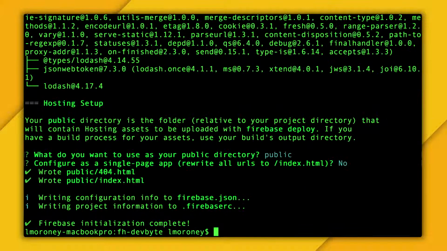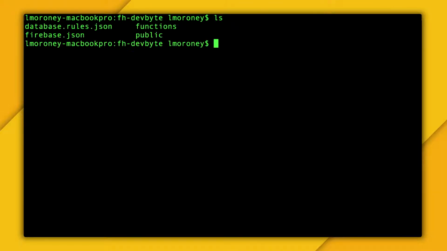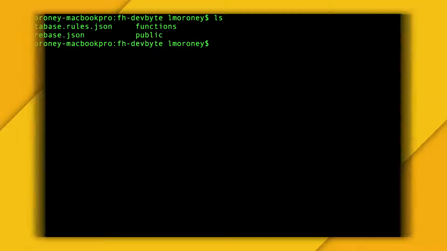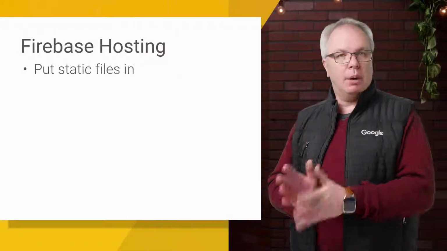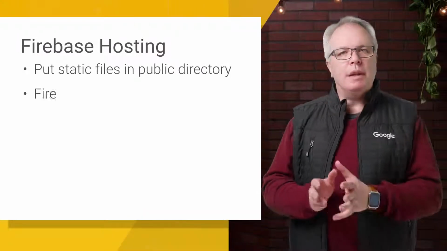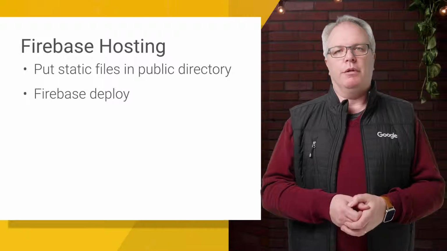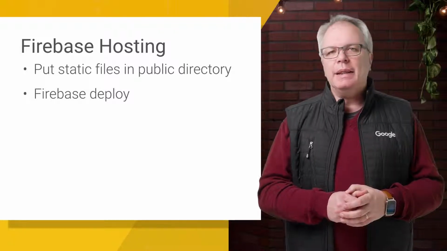It defaults to public. Once the initialization is complete, take a look in that directory. There's going to be a bunch of files in there, as well as a public folder which contains the basic HTML files that you'll use to get started. And that's it. Put your static files in the public directory and then use the Firebase deploy command and they'll be uploaded for you. Let's take a look at an example now.